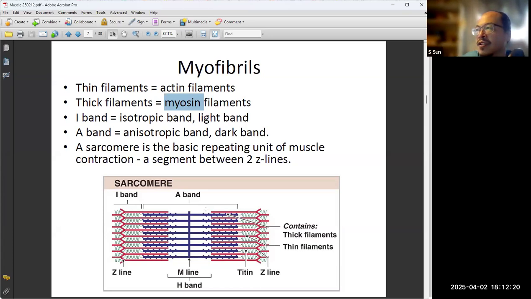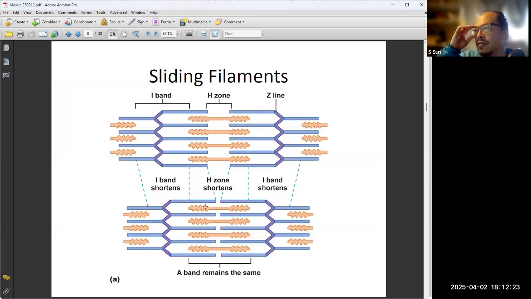So let me show you this picture here. This is how they do the movement. Here you have the thick filaments. It has this sticky portion. It attaches to the thin filaments and then pulls these two things together. Pull this line together. When they pull this line together, the muscle becomes shortened. So that's how they do it.